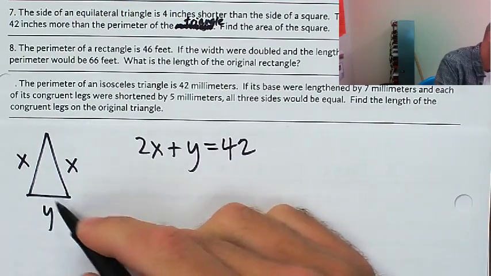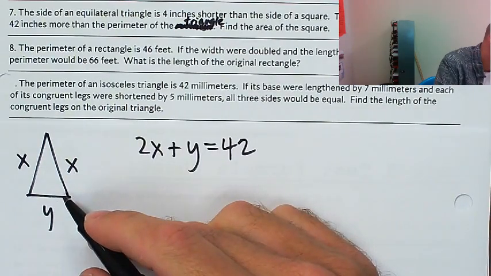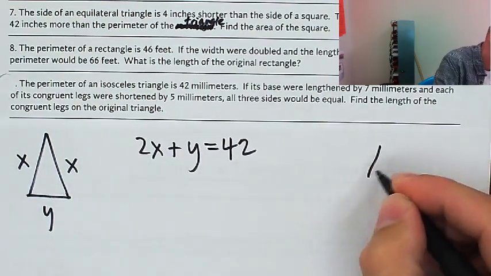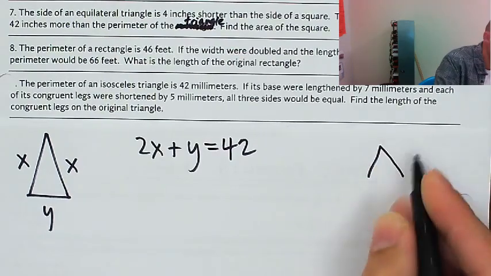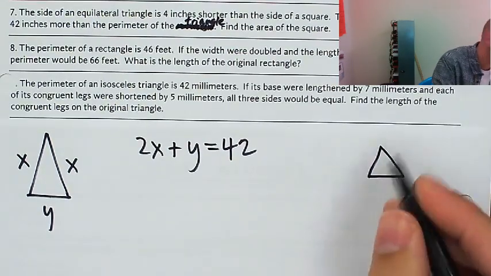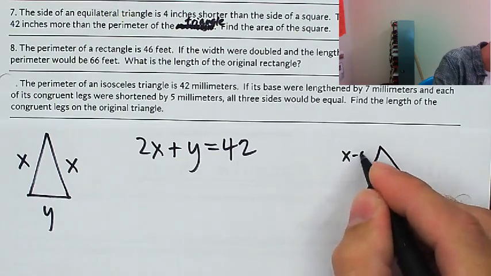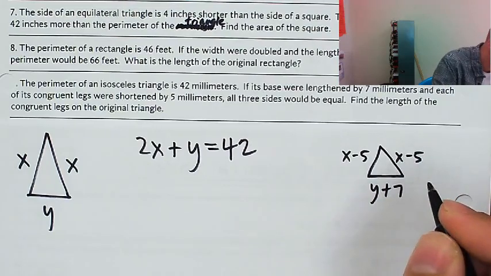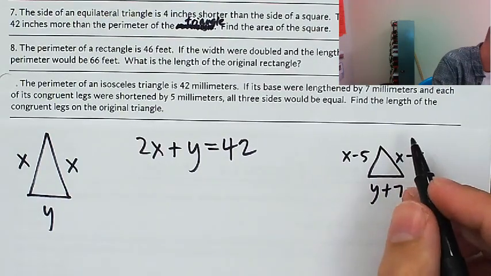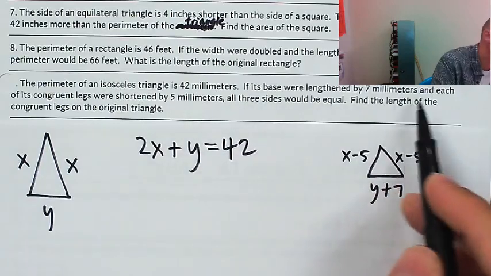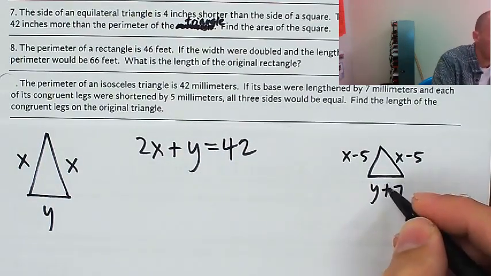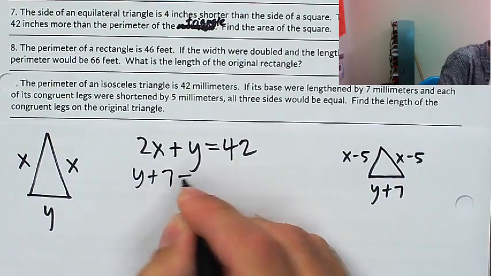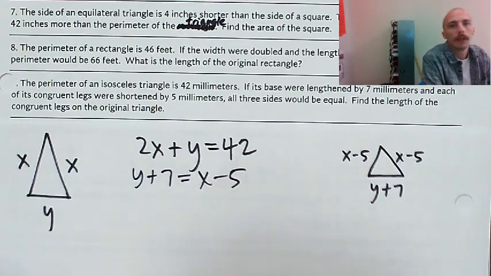And if the base, I'm going to assume that's y, was lengthened by 7 millimeters, and each of the congruent legs were shortened by 5, okay, I think that's going to be, that wasn't a very good drawing, but okay, these were shortened by 5. This was lengthened by 7. Then the perimeter would be, wait, no. All three sides would be equal. Okay, well then if that's the case, then specifically this one equals that one, right? So y plus 7 is going to equal x minus 5.